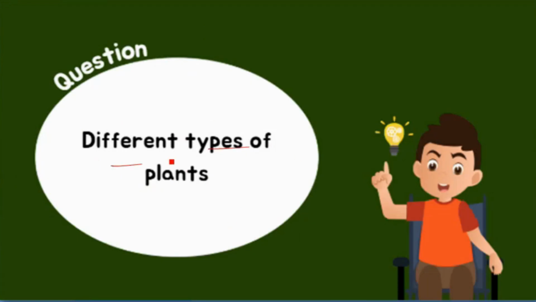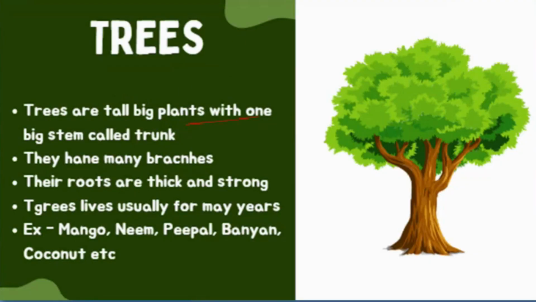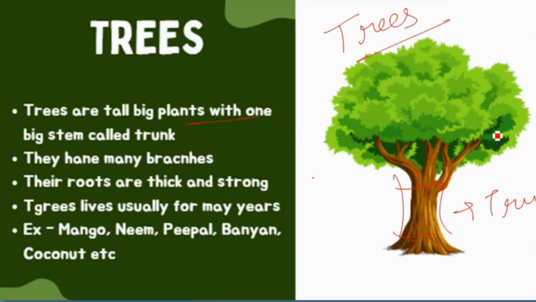Now we will see what are the different types of plants. As we know, plants differ in size, shape and color. So there are different types of plants. Some plants are very tall and big. They have so many branches. Their stem is very thick and strong. That is called trunk. This type of plant are known as trees. So the tall plants that have trunk, thick and strong stem, that is known as tree.